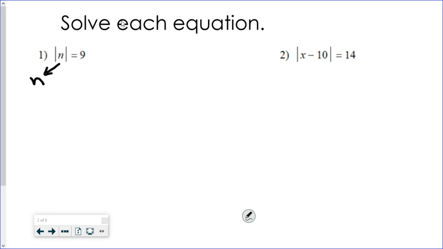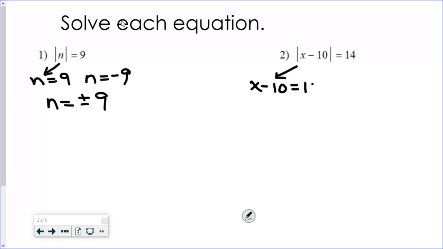For this one, it's as easy as n equals 9, but also n equals -9. So you have both of those answers. Again, if you want to write it as n equals either positive or -9, that really represents that kind of problem. Okay. Number 2, again, I want you to rewrite the problem twice. And after you rewrite the problem, now I want you to solve.